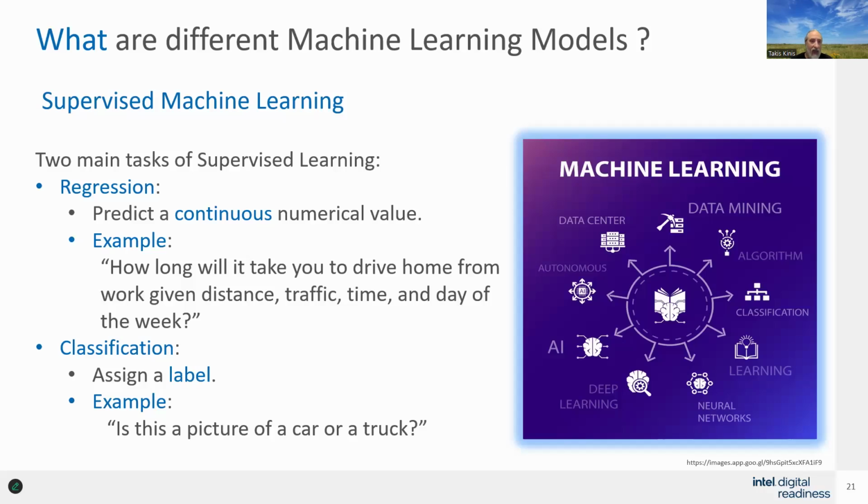Then you have classification, which is the labeling. So like the example I have, is that a car or a truck? How do you know the difference?